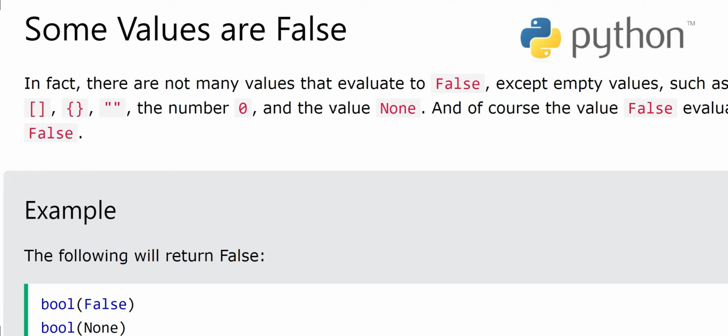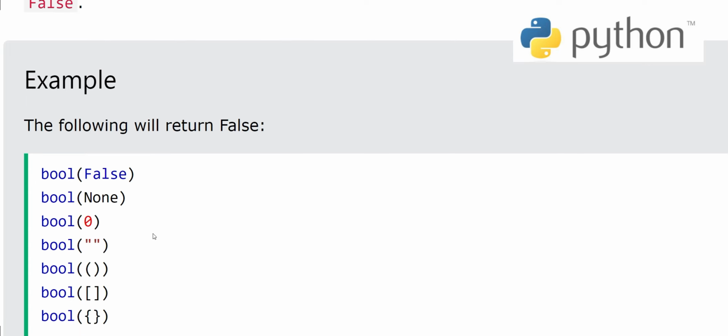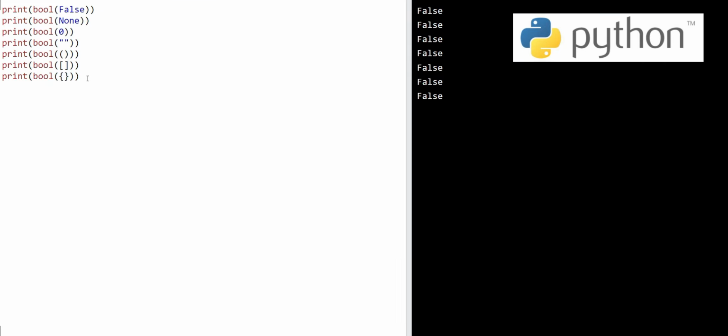In fact, there are not many values that evaluate to false except empty values such as these. Square brackets, curly brackets, quotes which are empty, the number 0 and the value None, and of course the value False evaluates to false. So when we are printing this, False is false, None is false, 0 is false, and this empty string is false, two brackets are false, square brackets are false, and curly brackets evaluate to false.